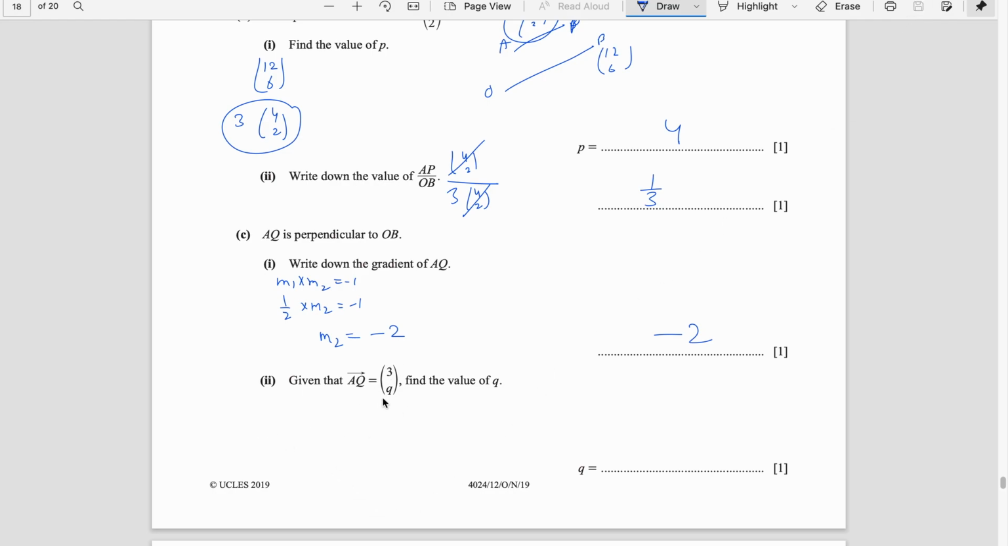Given that AQ is (3, q), find the value of q. Just by comparison, gradient is change in y over change in x. We have the gradient already, minus 2. Change in y is q and change in x is 3. So 3 times minus 2 is equal to q, so q is minus 6.